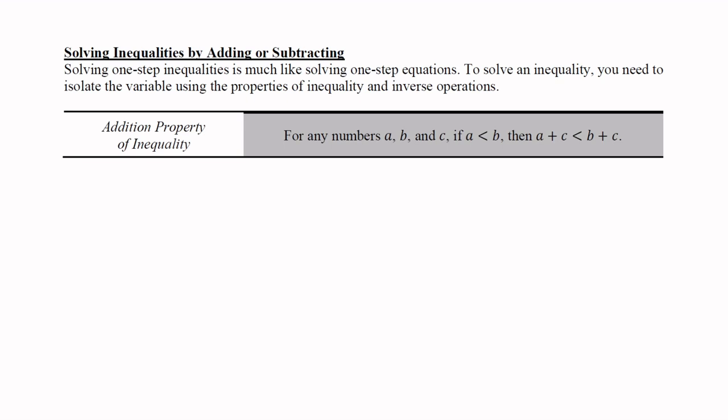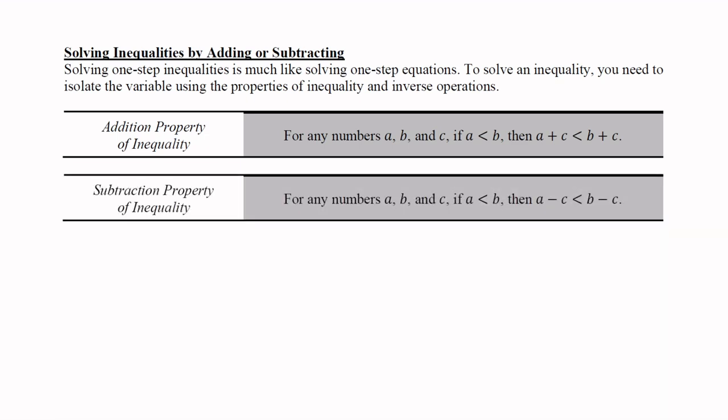So just like we have properties of equality, we have properties of inequality, where if you add the same thing to both sides, you preserve that inequality. Same if you subtract the same thing from each side, you preserve that inequality. And in both of these definitions, we're using less than, but you can apply this to all inequalities, including greater than or equal to, and less than or equal to.